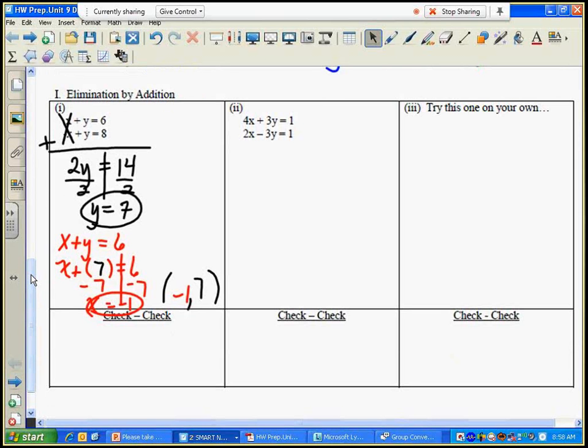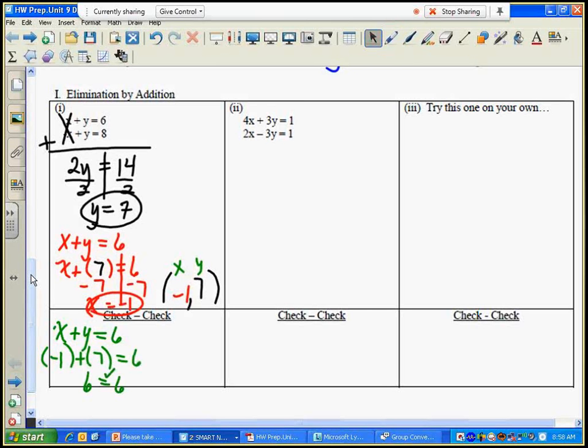Remember what we're doing here. When we're doing our check, we're trying to figure out whether or not this ordered pair, this negative 1, 7, is actually on these lines. So when I write x plus y equals 6, and I plug in the negative 1 for x and the 7 for y, what I'm checking is to see whether or not this ordered pair is on the line. If I get a true statement like I just did, 6 equals 6, that's telling me that negative 1, 7 is on the line x plus y equals 6.